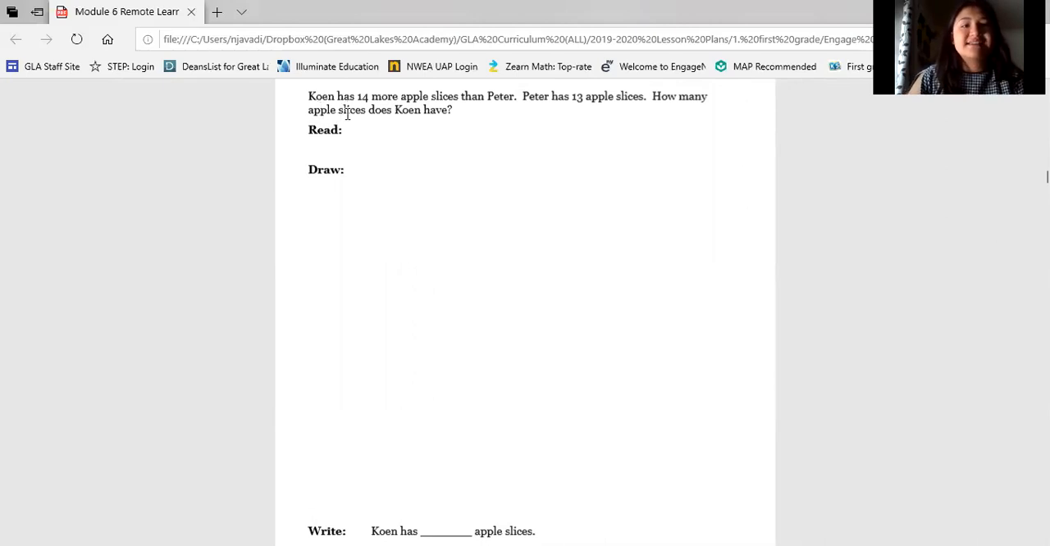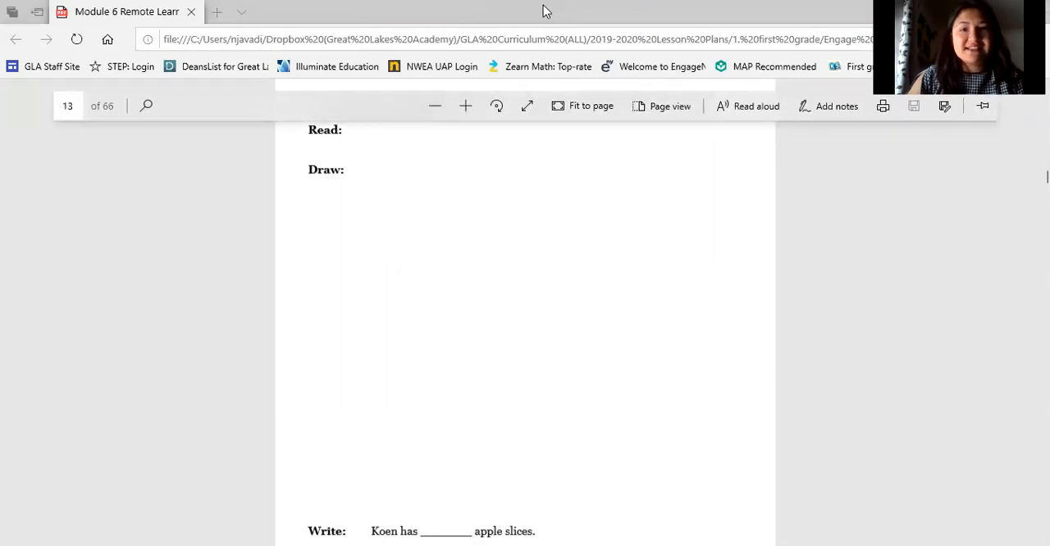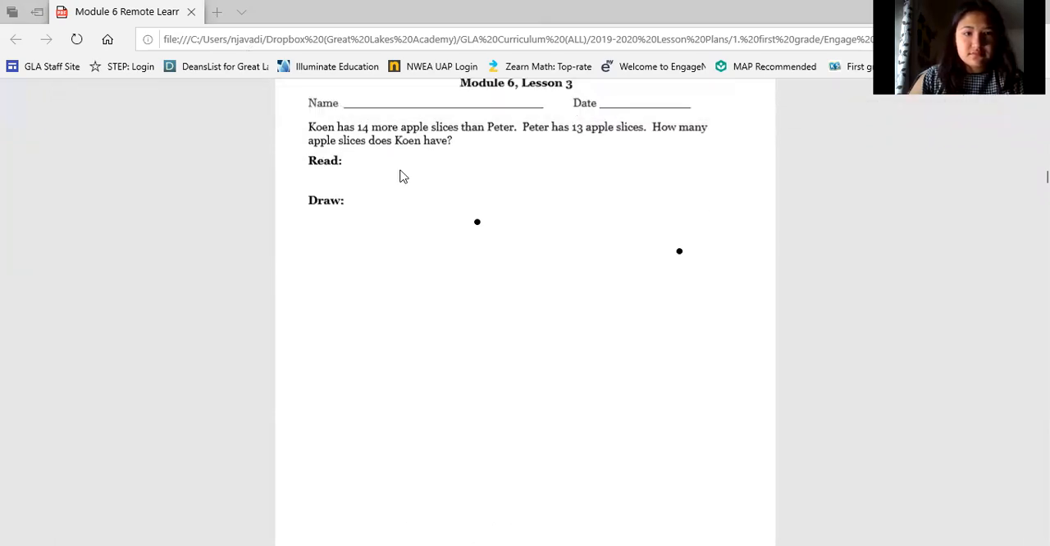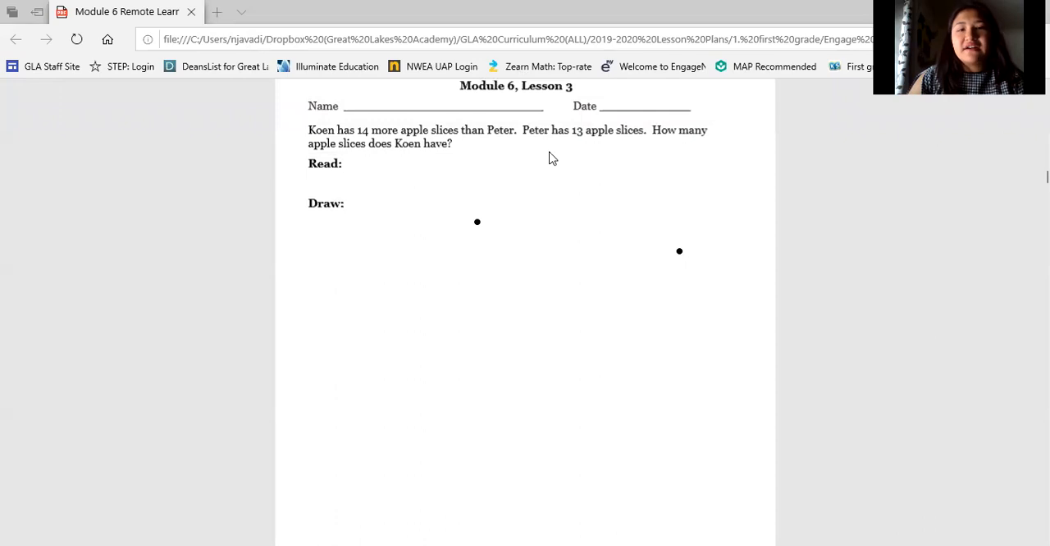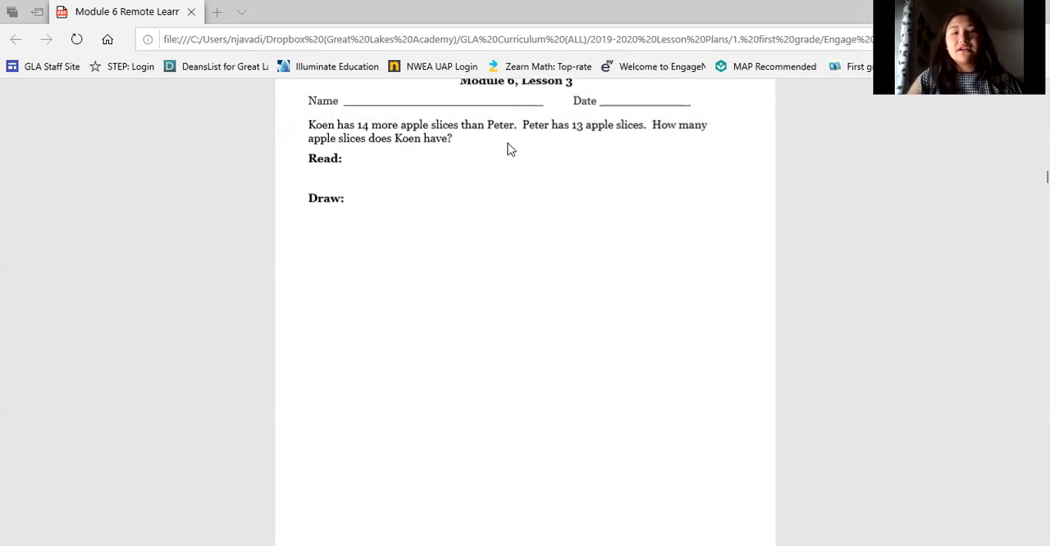Cohen has 14 more apple slices than Peter. Oops, sorry. Peter has 13 apple slices. How many apple slices does Cohen have? Great, so on this page, we are going to solve on our own. So you're going to pause and solve on your own and press play when you're done.